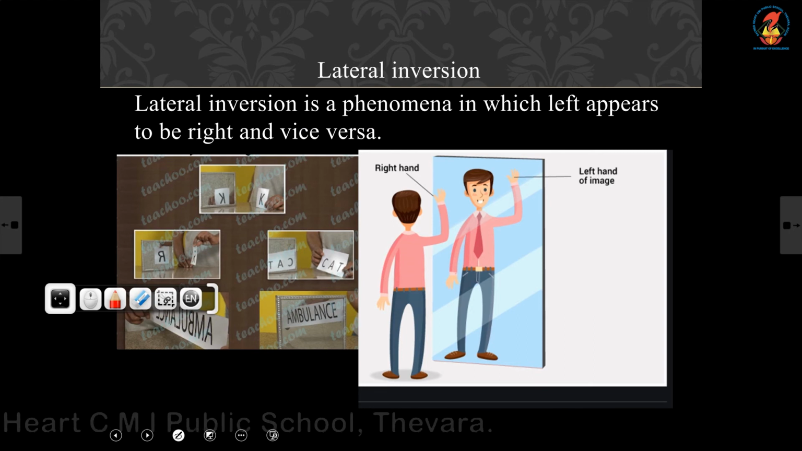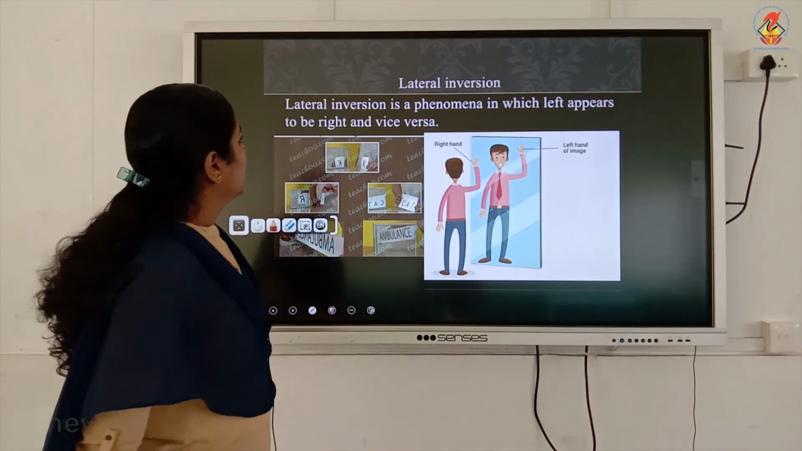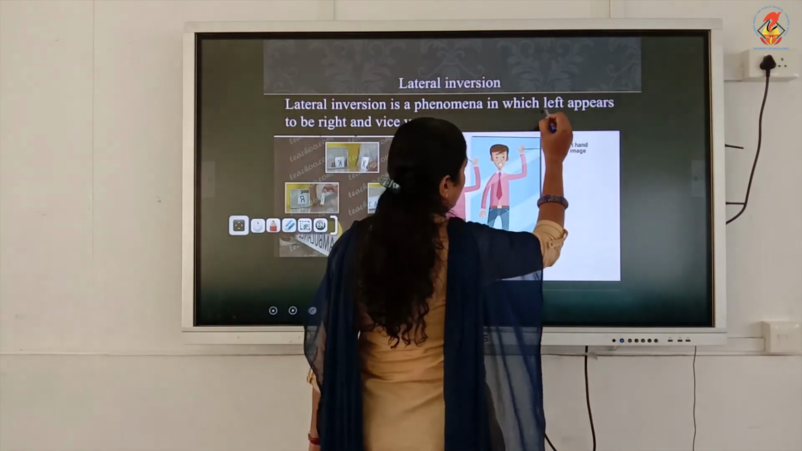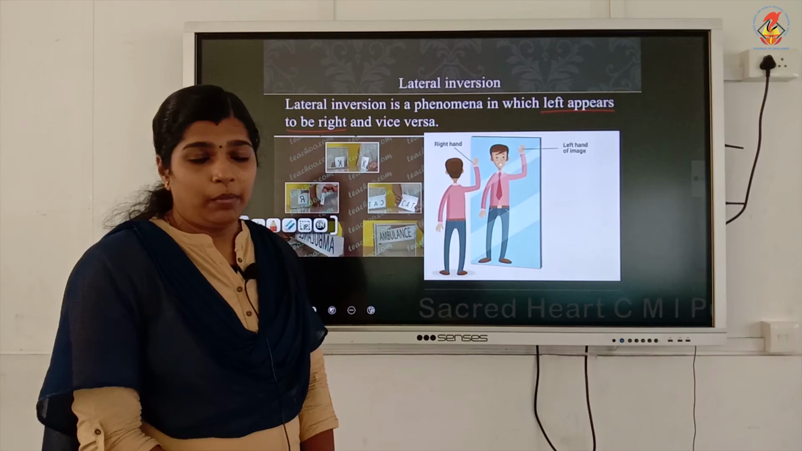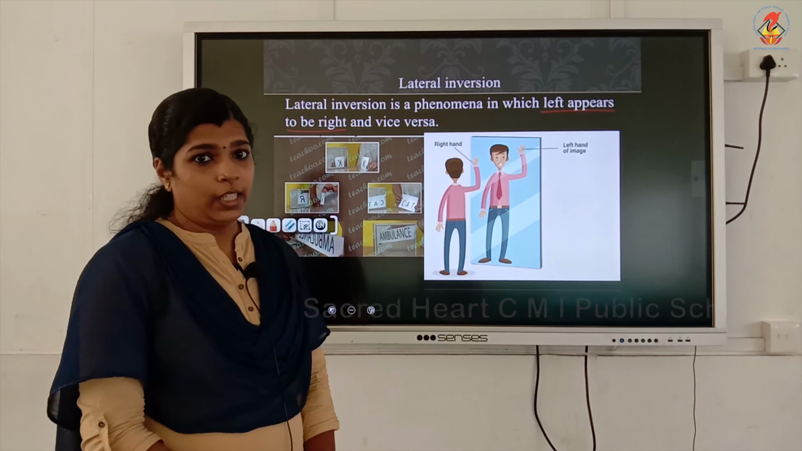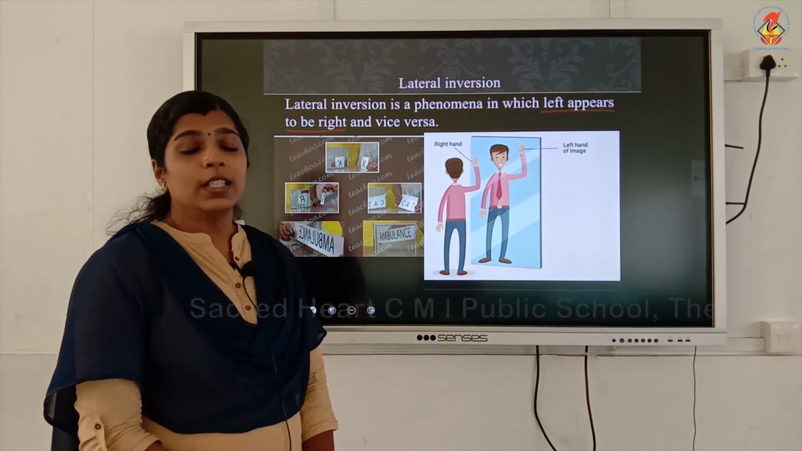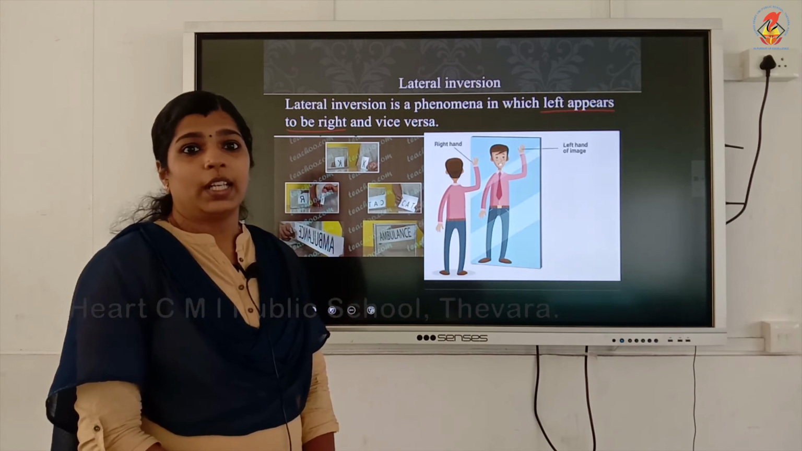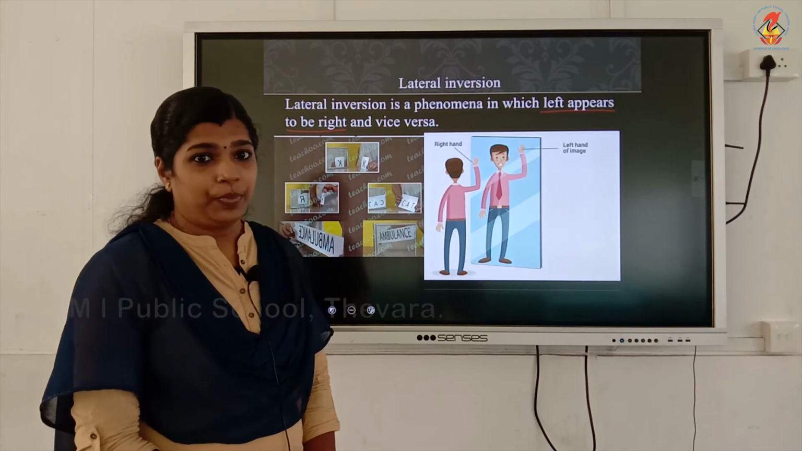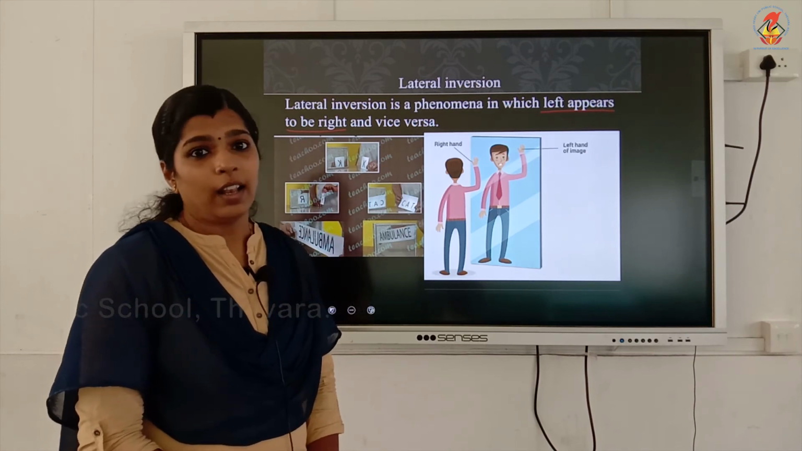Then lateral inversion. I told you the image formed by a plane mirror is laterally inverted. Lateral inversion is a phenomenon in which the left appears to be the right and the right appears to be the left. If you stand in front of the plane mirror and raise your right hand, the image will raise its left hand. So the left-right inversion between the object and its mirror image is known as lateral inversion.